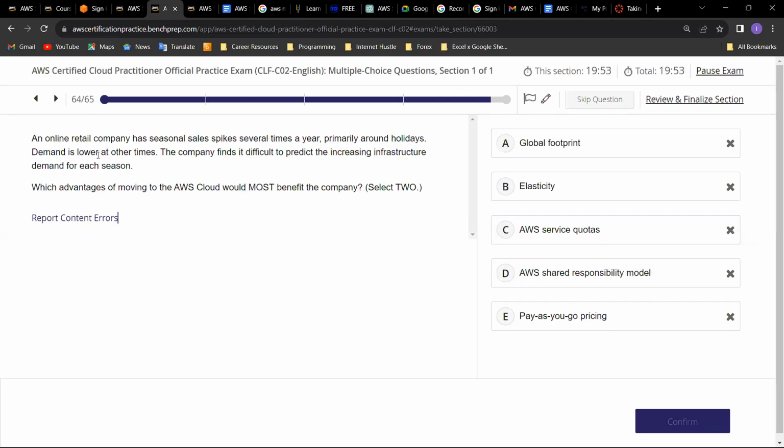An online retail company has seasonal sales spikes several times a year, primarily around holidays. Demand is lower at other times. The company finds it difficult to predict the increasing infrastructure demand for each season. Which advantages of moving to the AWS cloud would most benefit the company? Select 2.